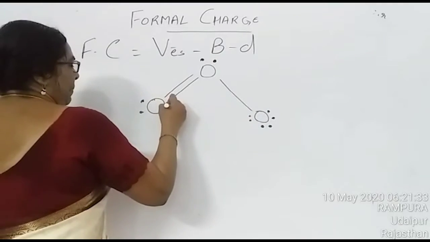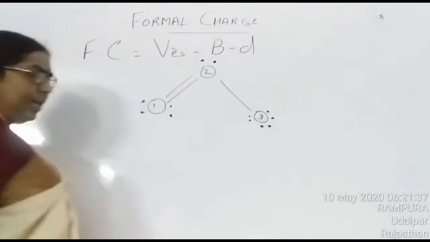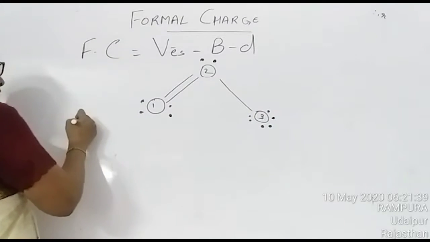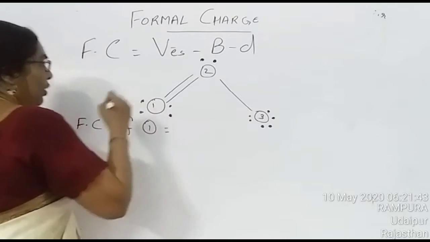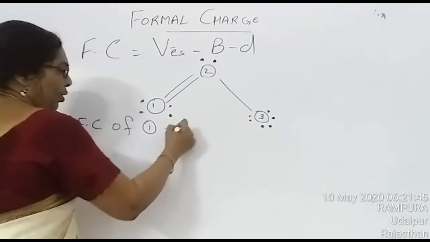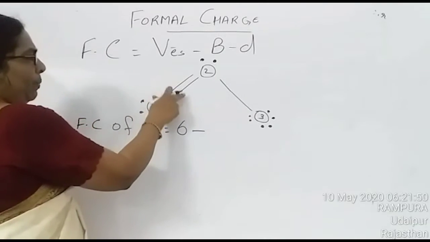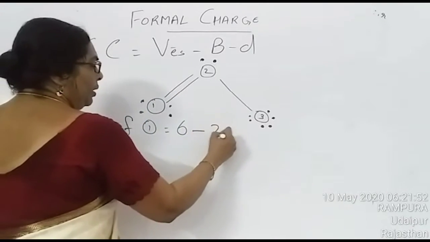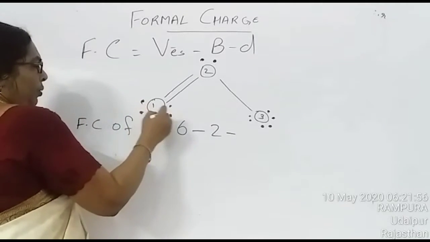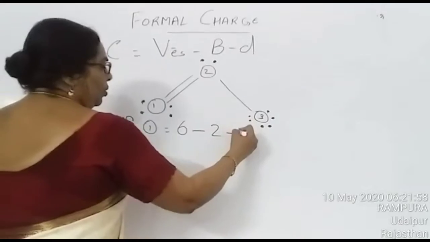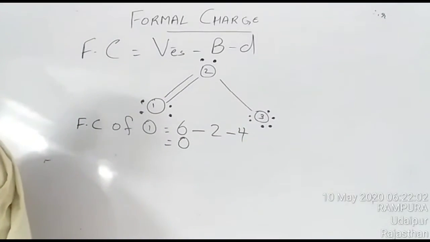Let us consider the same example, and in this case also let us calculate the formal charge of each oxygen atom. The formal charge of the first oxygen equals the number of valence electrons, which you know is 6, minus the number of bonds. How many bonds are here, children? 2, minus the number of lone electrons, 1, 2, 3 and 4. So you got the formal charge of the first oxygen again as 0.